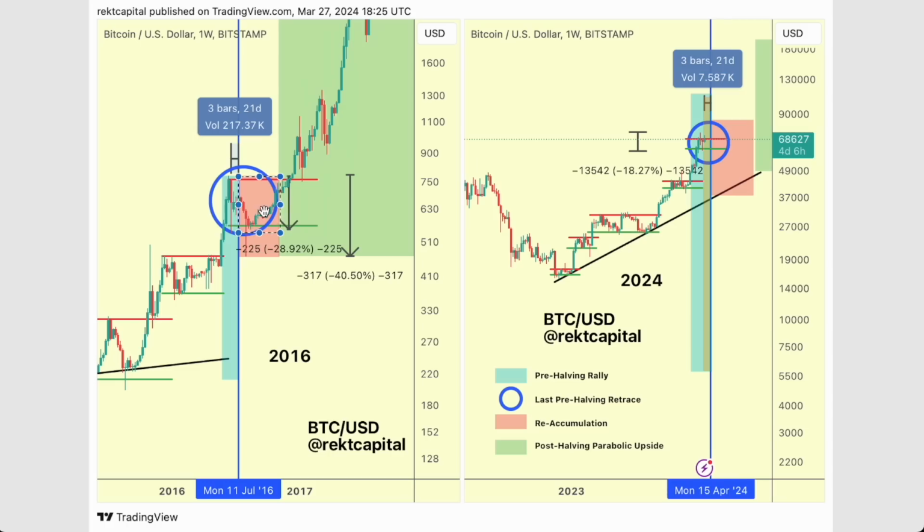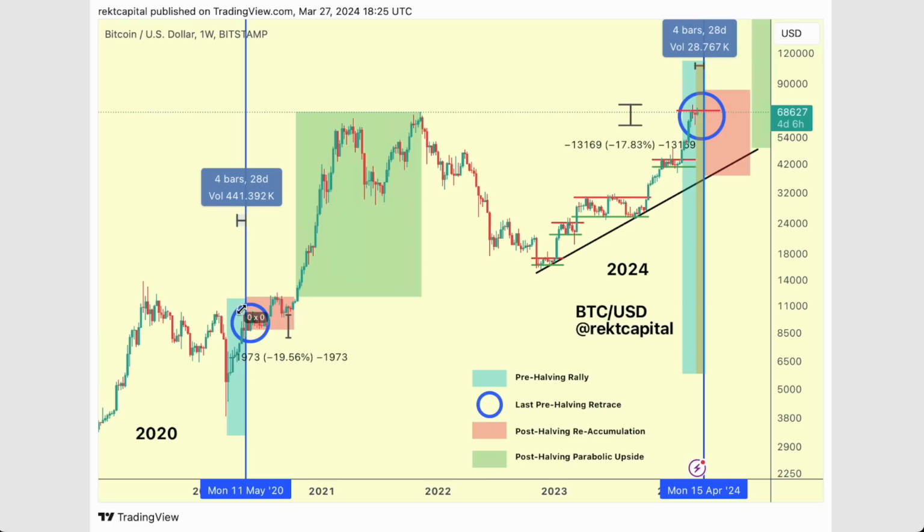If we compare this also to 2016, you can see that these reaccumulation ranges last a long time. They can last several weeks, but they always tend to begin with the pre-halving retrace before the halving itself, just like in 2020 as well. And then this reaccumulation range just stretches out weeks after the halving. That's something that we may need to expect going forward. But nonetheless, this reaccumulation range is going to enable the next parabolic rally to new all-time highs over time a few weeks after the halving.